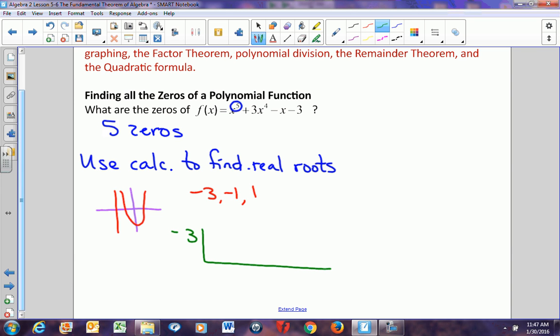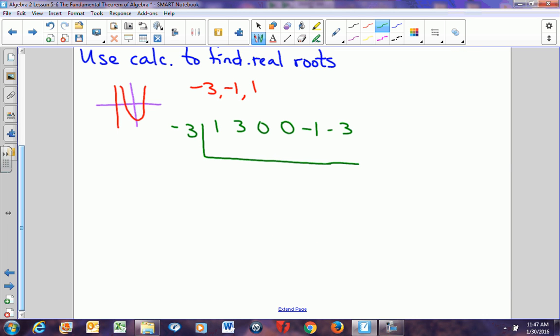And I've got 5, 4. Notice there's no 3 and there's no 2. So I'm going to have 1x to the 5th, 3x to the 4th, 0x to the 3rd, 0x to the 2nd, negative 1x to the 1st, and negative 3 is my constant. If I break this down, that's a 1. 1 times negative 3 is negative 3. That's a 0. 0 times negative 3 is 0. That's a 0, still 0. That's still a 0. This is negative 1. Negative 1 times negative 3 is positive 3, and this is a 0.